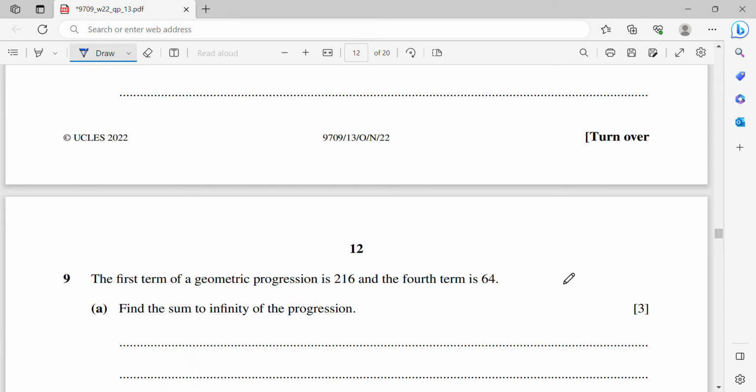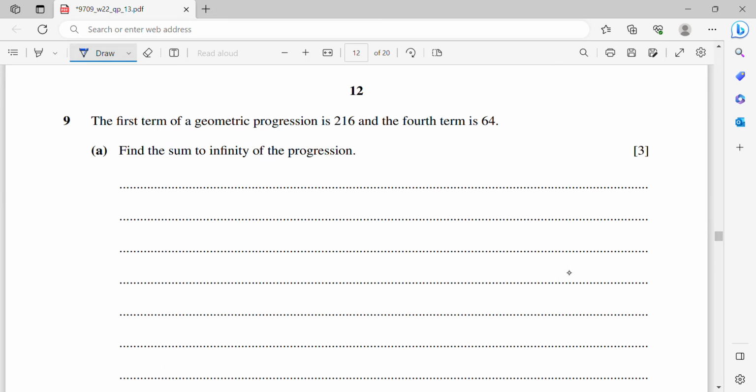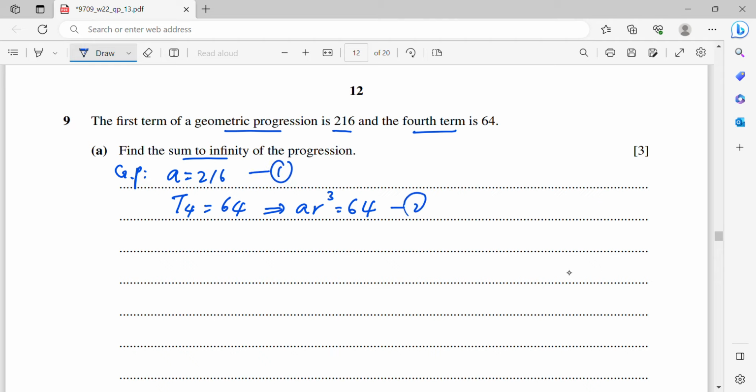Now for question 9. The first term of a geometric progression is 216. So now a is 216. This is a geometric progression, and the fourth term is 64. So the fourth term is basically ar cubed equals 64. Find the sum to infinity. First of all, we need to find the r. So substitute the first into the second.